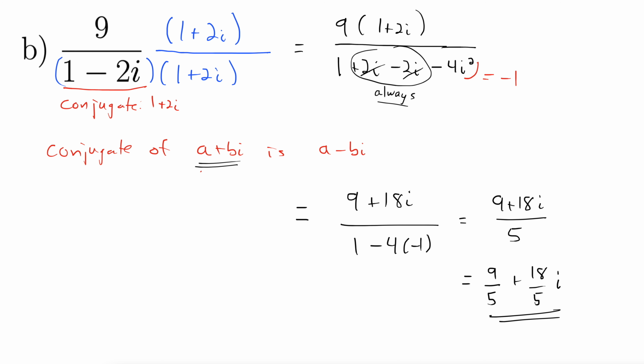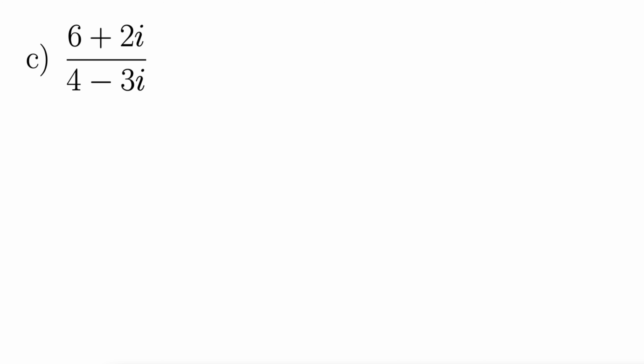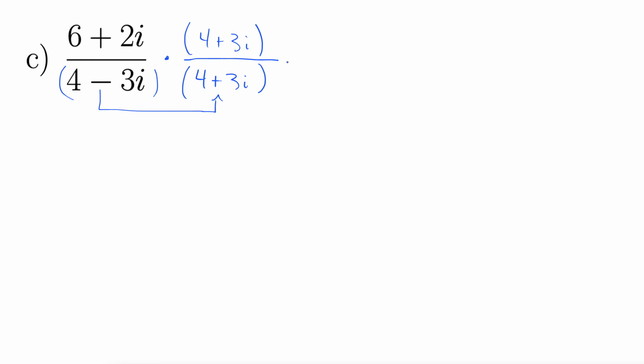Let's try another one. This example here has even more going on. We have 6 plus 2i divided by 4 minus 3i. The approach is the same. We have a denominator of the form a plus bi, so we multiply by the conjugate of the denominator. I don't even care what the numerator is right now. I'm only focusing on the denominator. The conjugate, 4 plus 3i. We just changed the sign. See what happened there? And then we do the same thing up on the top. If you do this correctly, this method will always get rid of your i's in the denominator.